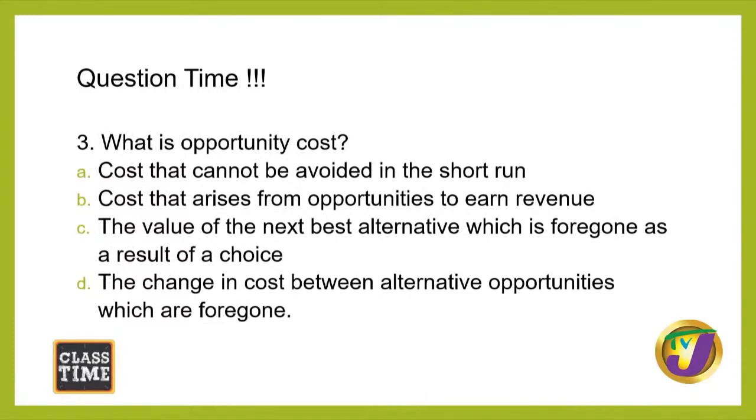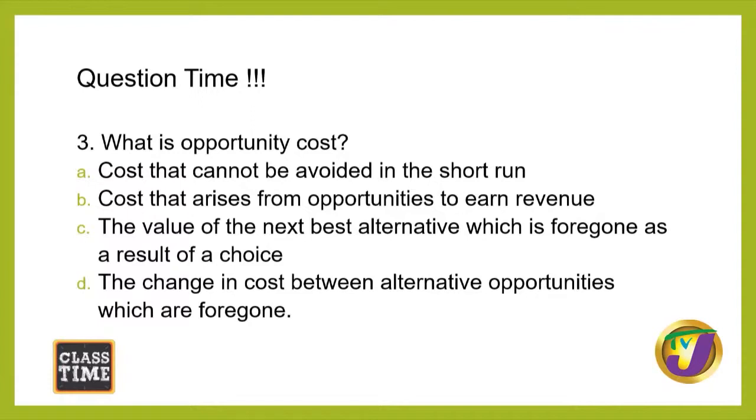What is opportunity cost? Is it the cost that cannot be avoided in the short run? Is it the costs that arise from the opportunities to earn revenue? Is it C, the value of the next best alternative, which is foregone as a result of a choice? Or is it D, the changing costs between alternative opportunities which are foregone?